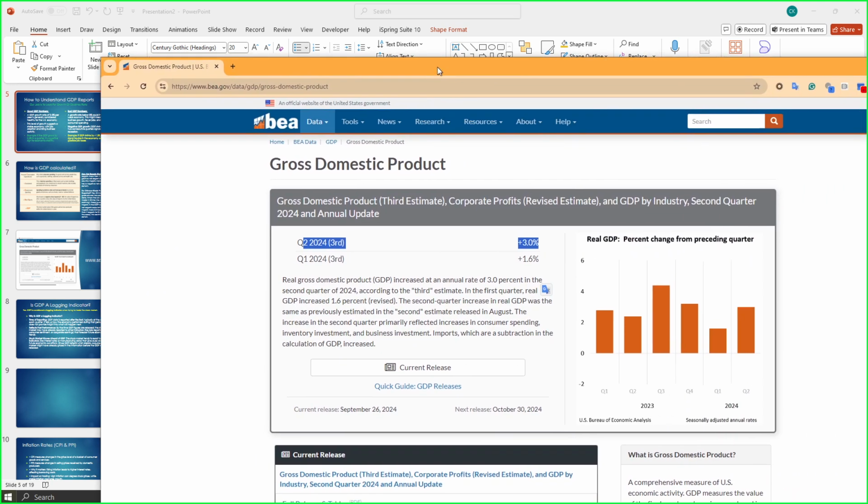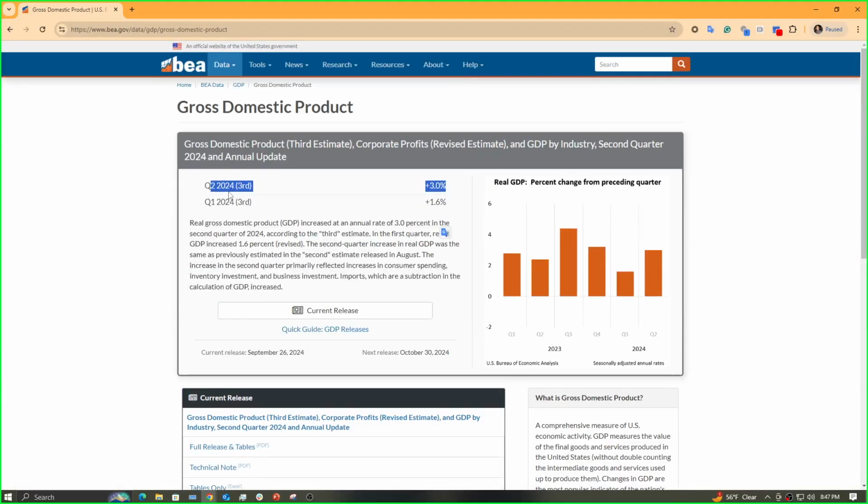The numbers came out for the second quarter of 2024. I forgot when these got released, but this is the latest data. Oh, these got released September 26th. The next release is October 30th. All right, but when is October 30th? What's today's date? Today is the 20th. So next Wednesday, we get some type of GDP report that comes out.